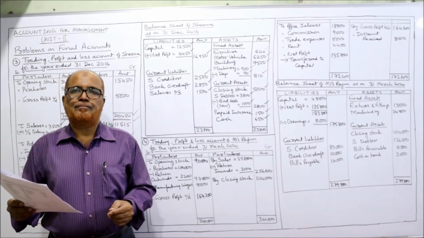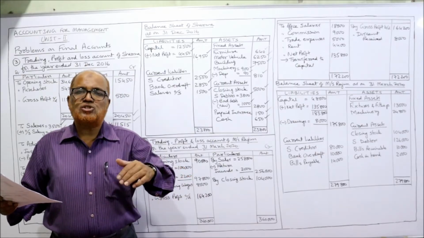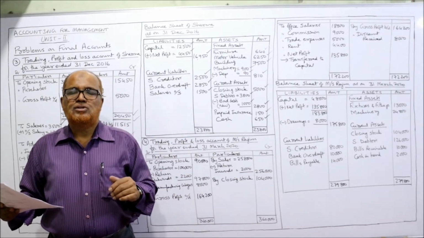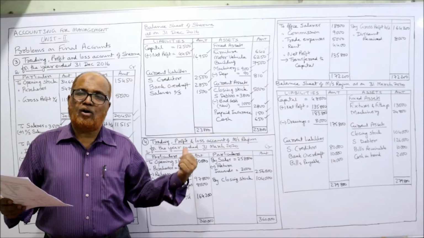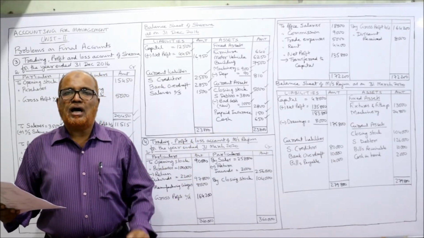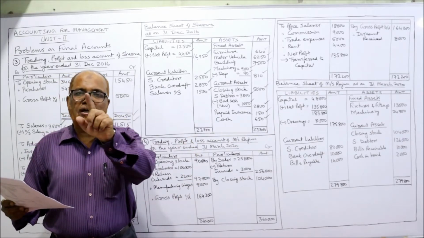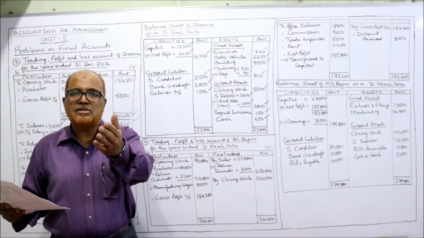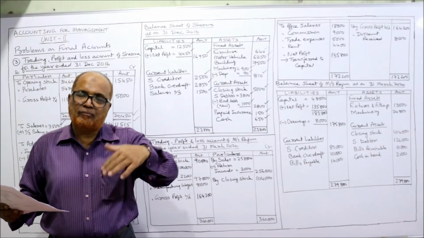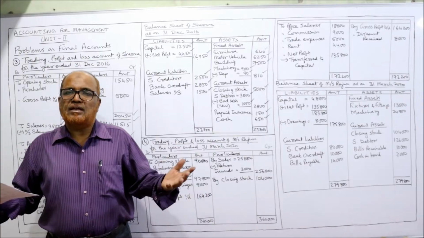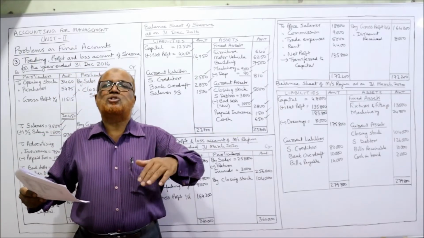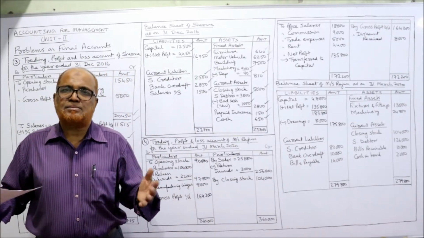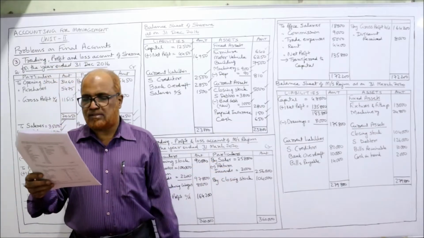Then commission, nothing is given, so we assume commission paid. So we'll take it on the debit side of profit and loss account. If it is specifically given commission in bracket CR, that means commission received. That would have been taken on the credit side. If nothing is given, we assume it is a commission paid. It's an expense. So profit and loss account debit side.